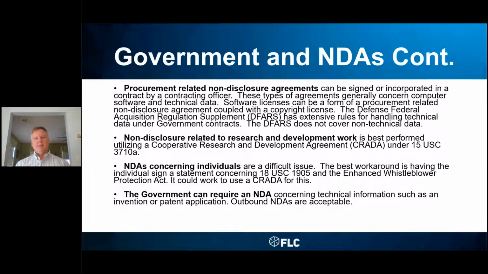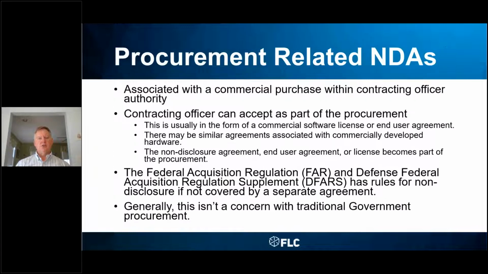Okay, this slide is kind of an overview of the different strategies we use. Just in summary, I'll talk more to them later. There are procurement-related non-disclosure agreements. On these, we can stick the non-disclosure agreement to a contract. This can include software licenses. It can include various data rights licenses. The DFARS have rules for this. The next one is non-disclosures related to research and development agreements.